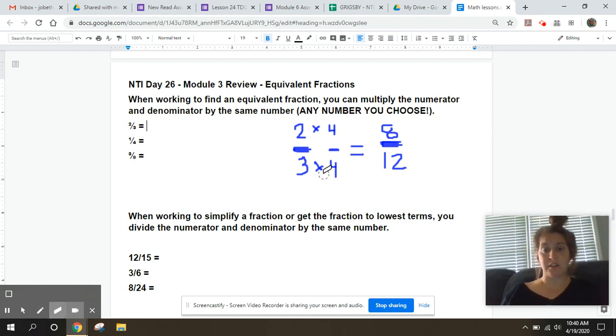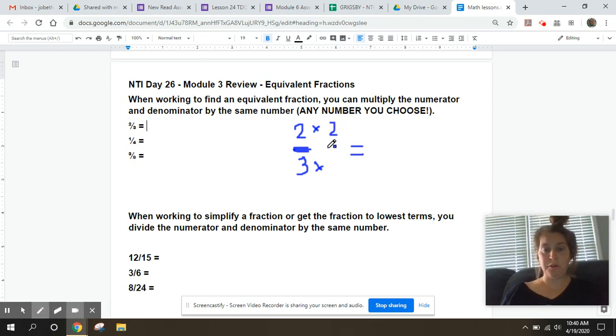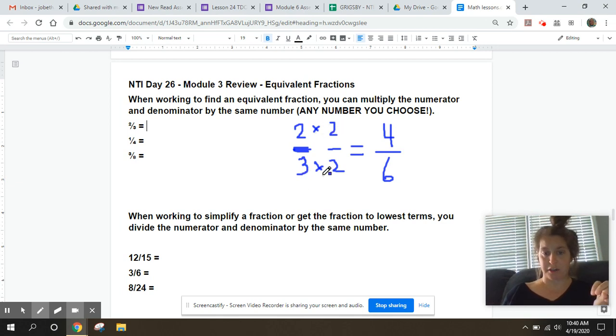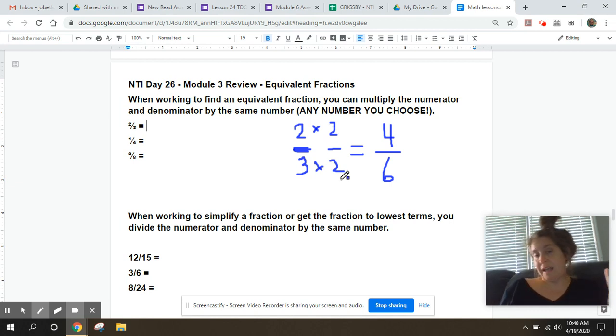But then again, there's a lot. Like I said up here, you can pick any number as long as the numerator and denominator are multiplied by the same number, because remember, you want it to be equivalent to a whole. So I could pick 2 halves here. So 2 times 2 is 4, and 3 times 2 is 6. So 2/3 is equivalent to 4/6. You are multiplying the numerator by 2, the denominator by 2, and 2 halves is essentially equal to 1 whole, and so that's why you end up with an equivalent fraction.